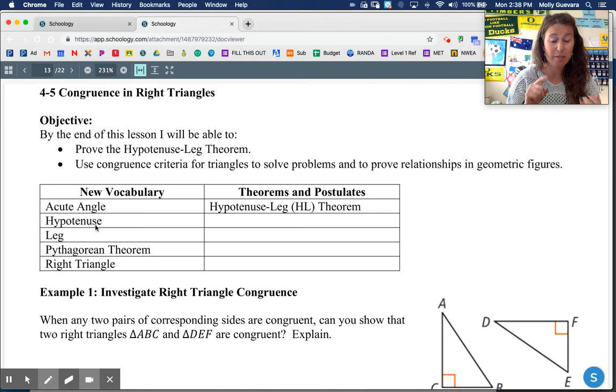So far we have side, side, side; side, angle, side; angle, side, angle; angle, angle, side. And then we're going to add a fifth one today, which is the hypotenuse leg, HL. And then we're going to use all of our criteria that we have to prove that two right triangles are the same. So let's jump to this new vocabulary and the theorems so that we can move on to example 1. Go down to the end of your packet and let's go over this vocabulary.